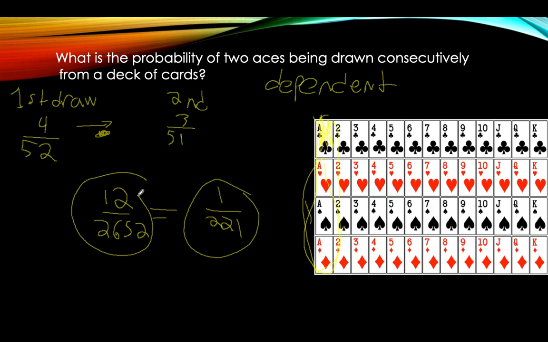Okay, so that's really tiny. That's a really small probability. So it's really unlikely that ever happens. Okay.